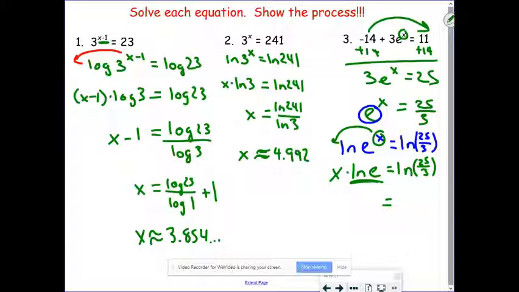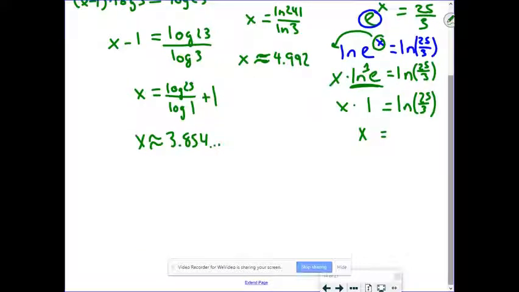Again, log base e of e or ln of e is just 1. So I get x is ln of 25 over 3. And again, I could take the decimal approximation. That would be fine. x is 2.12.